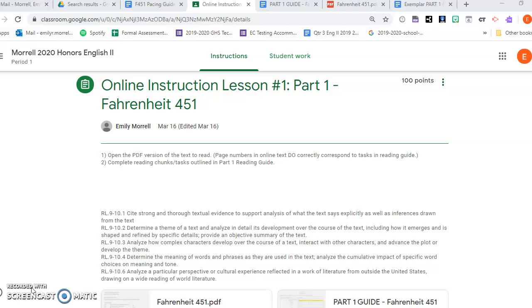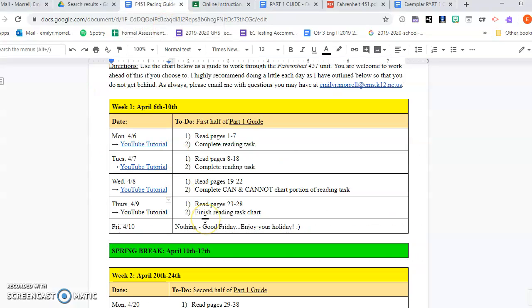You're going to go ahead, open up your Google Classroom assignment as usual, Lesson 1, Part 1. Have your PDF open in one tab, have your reading guide open in the other. Let's take a quick look at our pacing guide to figure out what we got to get done for today. If you followed along with the tutorial from yesterday, we actually read one page ahead. Woo! We read up to 23, so today we're going to be picking up by reading 24 to 28.